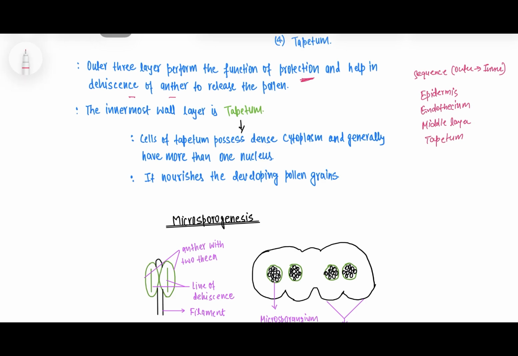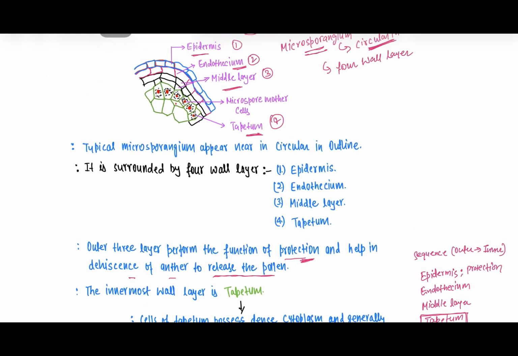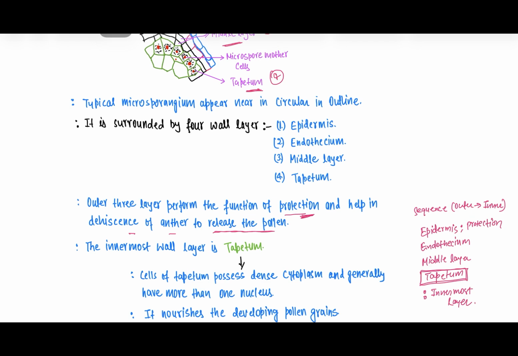So the outer layer, that is epidermis, performs the function of protection and helps in dehiscence of anther to release pollen. The innermost layer is tapetum. I'll show you once. This is tapetum, the innermost layer.